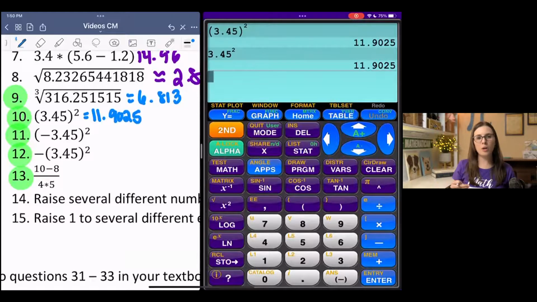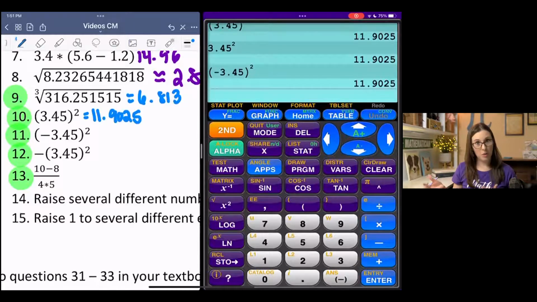For the next one, you'll notice that we have parentheses again, but there's a negative in there. So let's type that in. Negative goes inside the parentheses. Squared goes outside the parentheses. Yes, it does matter. And we get 11.9025 again. I'm not rounding, so I did do equals.